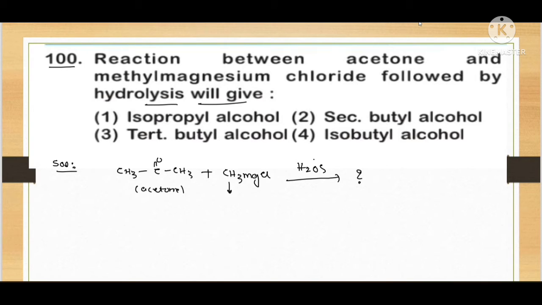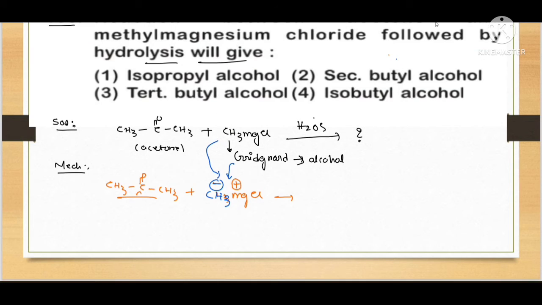We clearly observe that methyl magnesium chloride is a Grignard reagent. The use of Grignard reagent is that when it reacts with aldehydes or ketones, it converts them to alcohols. Now let us see the mechanism. In the Grignard reagent, CH3 has the negative charge and MgCl has the positive charge.